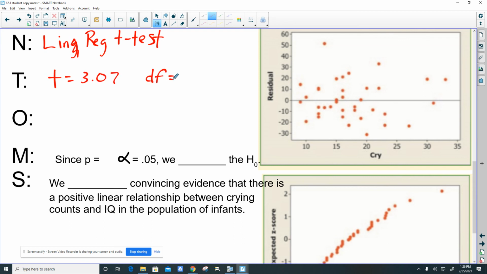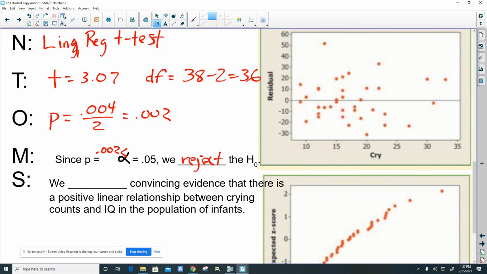I'll need to write down the degrees of freedom. The p-value is going to be that number from the computer output cut in half. Degrees of freedom for this: we had 38 infants, so that's going to be 38 minus 2 degrees of freedom, 36. Our p-value of 0.002 is definitely less than the alpha level, so we're going to reject the null hypothesis. Now we're going to say that we actually have convincing evidence that there is a positive linear relationship between cry counts and IQ in the population of infants. That means as the cry counts went up, their IQ would go up as 3-year-olds.